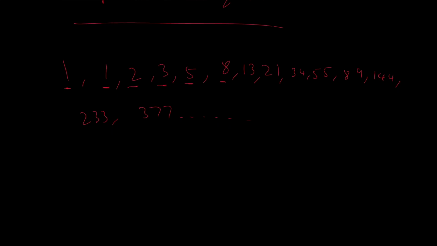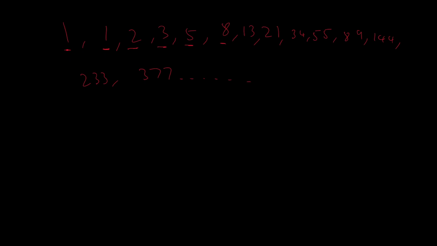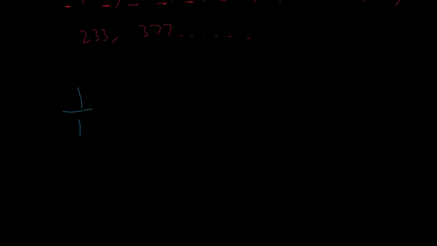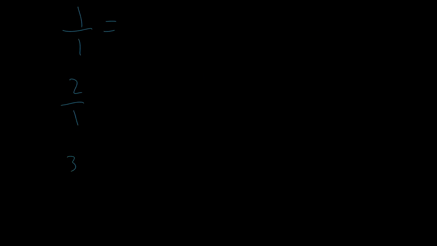What's really interesting is if you get the ratio of one of the numbers with the previous number. For the first two, it'd be 1 over 1, this equals something. We got 2 over 1, this also equals something. We got 3 over 2. We have 8 over 5.